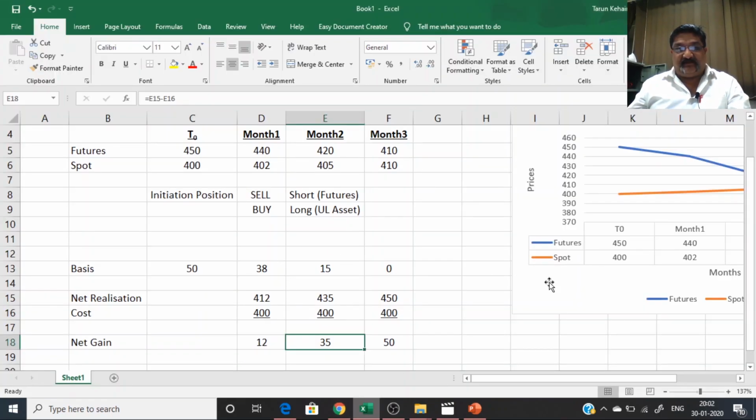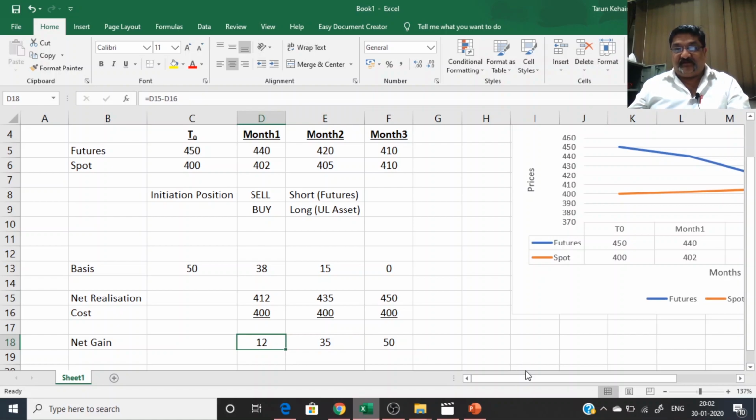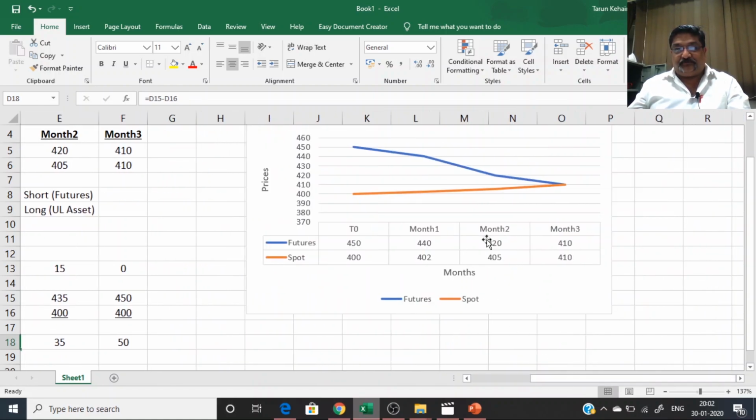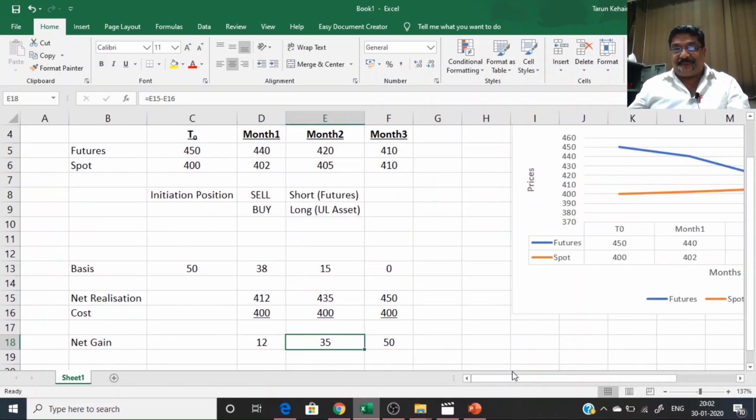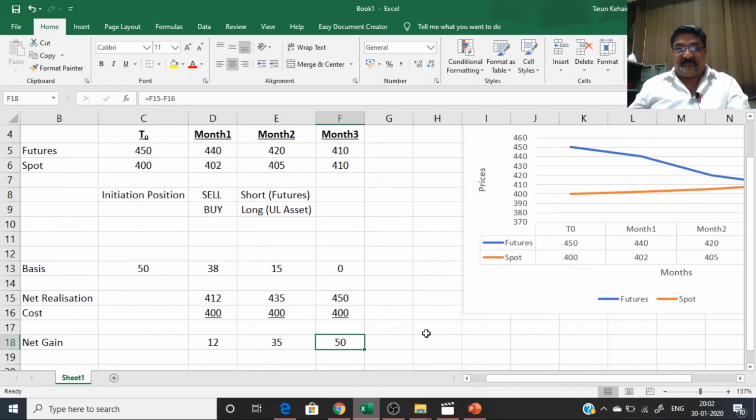Now going back to the Excel file, let us quickly see again. The initial basis was 50. If he terminates the contract at month 1, the basis is now 38. So the change in the basis is 12, and that is his net gain, 12. If he terminates the contract at month 2, the basis was 50 earlier, 15 now. The change in the basis is 35. That's his net gain now. If we move to month 3, there is no basis. So the change in the basis is actually 50, which gives him his anticipated net gain of 50. So the change in the basis is what gives the gain to that particular trader.